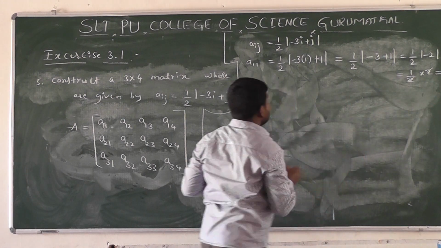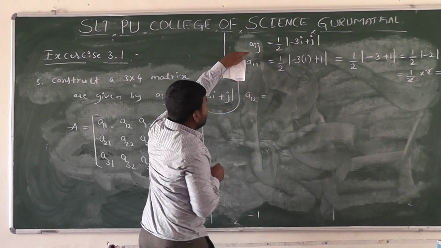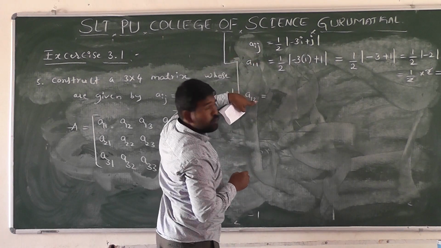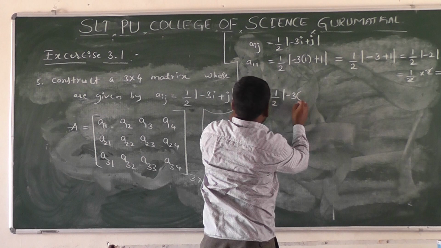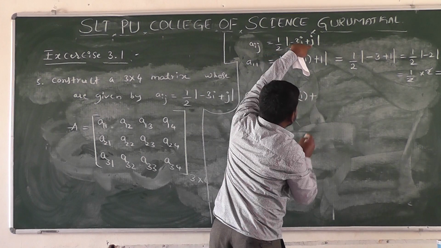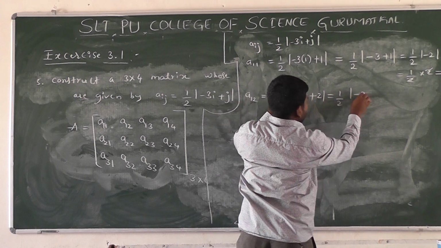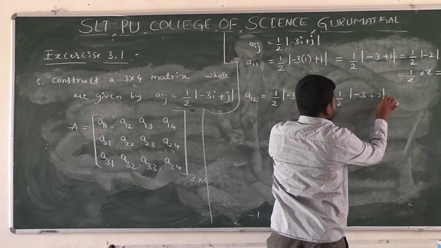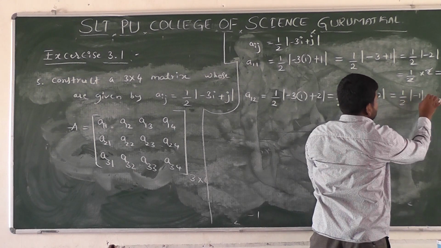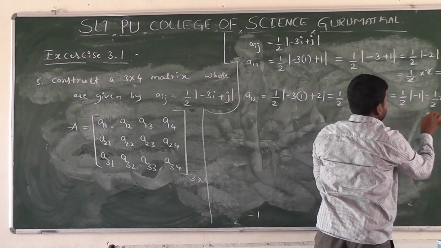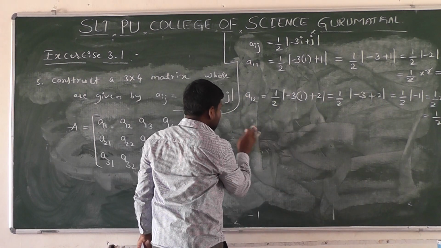Right? Next, the second element, A12. First row, second column. I is nothing but 1, j is nothing but 2. Right? 1 by 2 modulus of minus 3 into i, in place of i we substitute 1, plus j, in place of j we substitute 2. 1 by 2 modulus of minus 3 plus 2. Minus 3 plus 2 is minus 1. Modulus of minus 1 is nothing but 1. 1 by 2 into 1, 1 by 2 into 1 again is 1 by 2. Right?